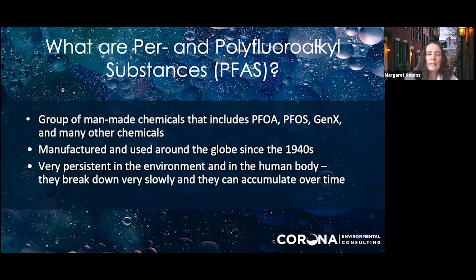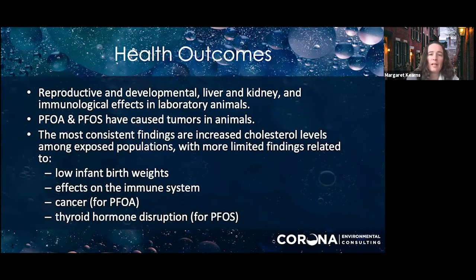Next slide. And one of the reasons that we're most concerned is because they do also have a whole suite of health outcomes that are still being researched, but as of now, we have information that in laboratory animals, there are reproductive and developmental, liver and kidney, and immunological effects. PFOA and PFOS in particular have caused tumors in animals. And among human populations, the most consistent findings are increased cholesterol levels, and more limited findings related to low infant birth weights, effects on the immune system, cancer, and thyroid hormone disruption. So there are a whole host of health outcomes that make this a hot topic for the public health world. And you certainly know that this is showing up in the press these days.